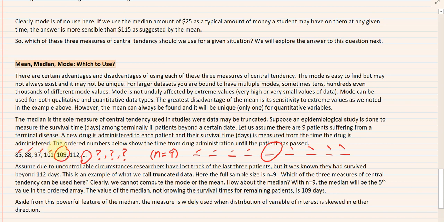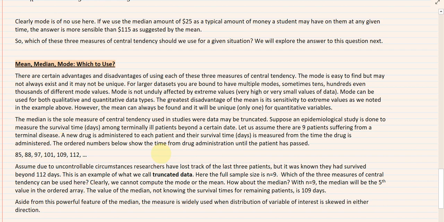So I can say that the median survival time is 109 days on this drug or using this treatment. That's the median score, and that is the attractiveness of the median over the other two measures of central tendency. It works really well with truncated data. Now, we're not going to deal with truncated data, so don't worry about it, but I thought this was interesting to let you know. This is not in the book, but I mentioned it to you anyhow.